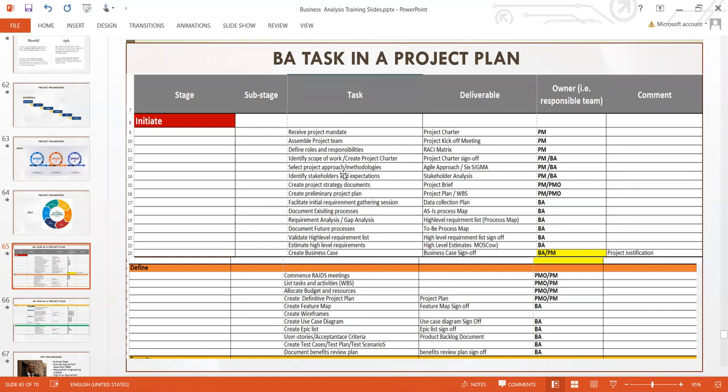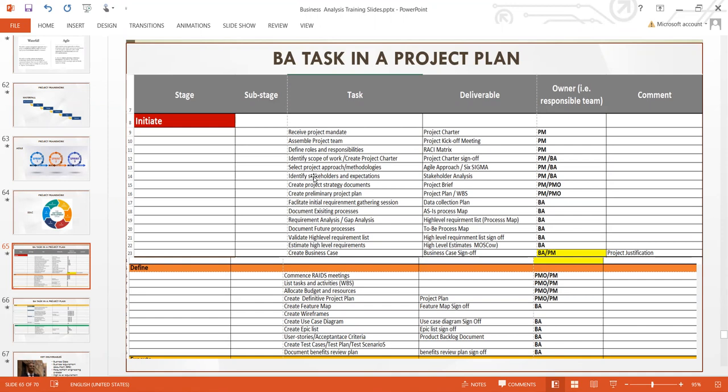So let's look at here and see the roles involved, and what the business analyst does, what the project manager does, and what the PMO does. Receive project mandates, and from that the project charter can come. A project manager can do that with the business analyst, but it's the duty of a project manager. Then assemble project team is the duty of a project manager. Define roles and responsibilities is the duty of a project manager. Identify scope and create project charter: a project manager can do that in collaboration with business analysts. Select project approach is the duty of a project manager, who can collaborate with business analysts to do that.